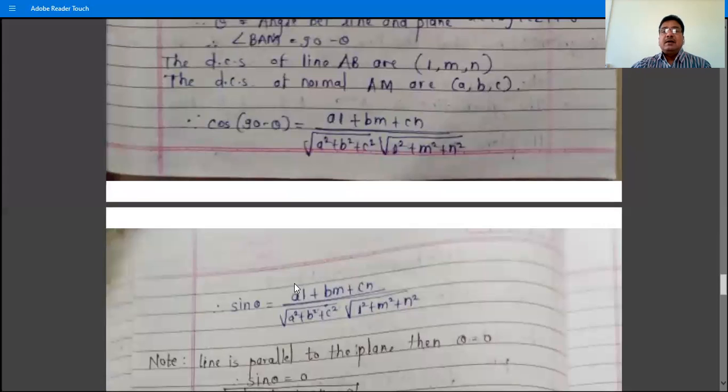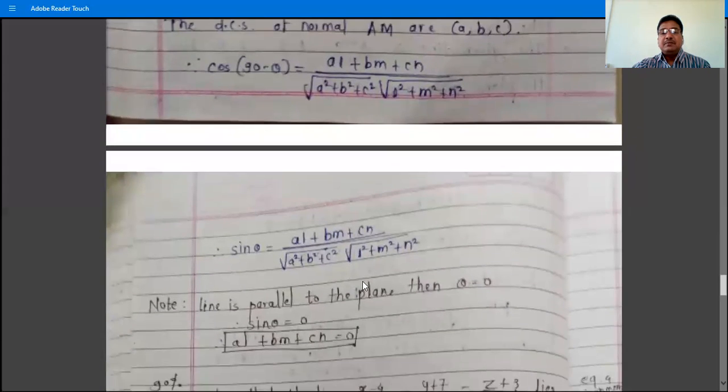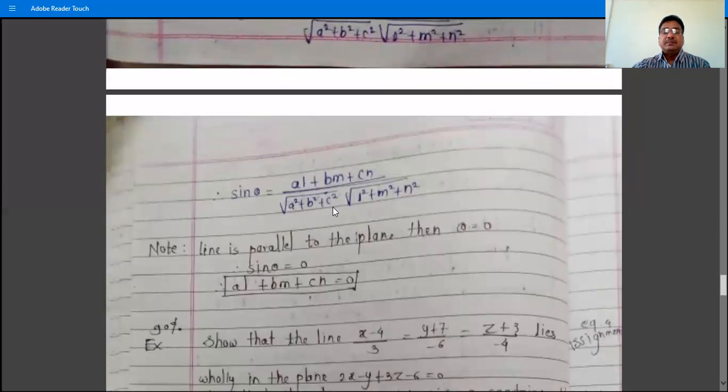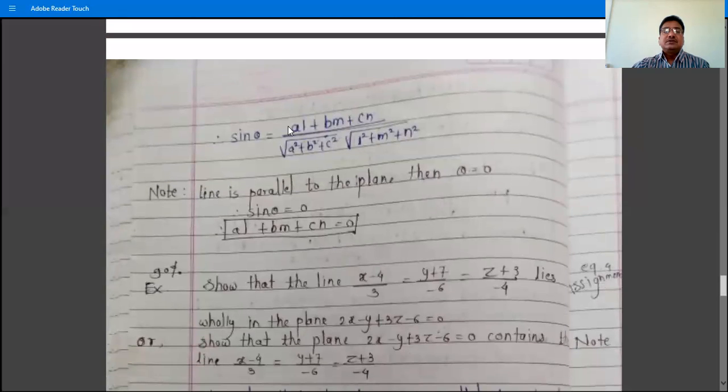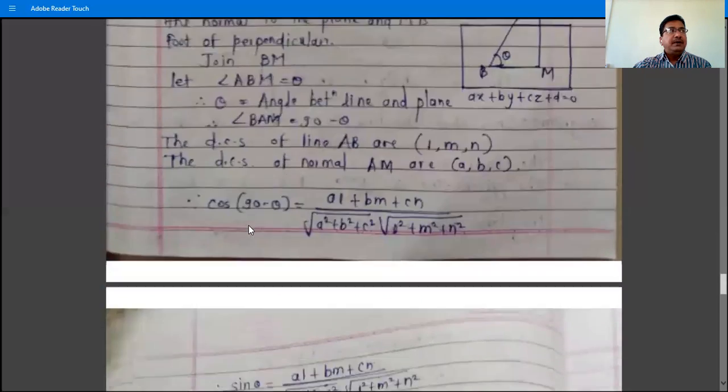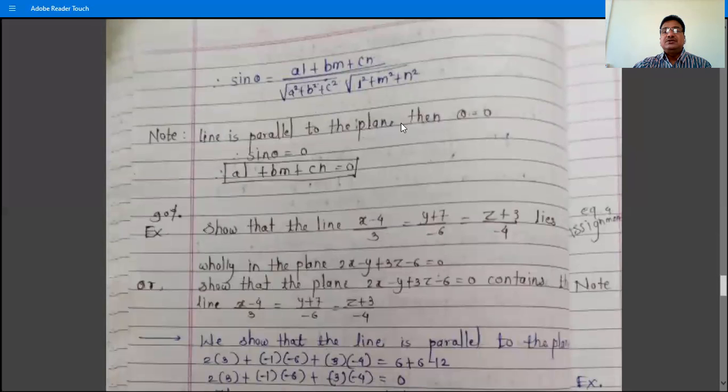After that, cos(90 minus theta) is sin theta. So sin theta is (al plus bm plus cn) divided by root of (a square plus b square plus c square) times root of (l square plus m square plus n square). So this is the formula to obtain the angle between a line and a plane. The line is parallel to the plane if theta is obviously 0, that is, when the line is parallel to the plane, the angle theta is 0, that is, sin theta is 0.